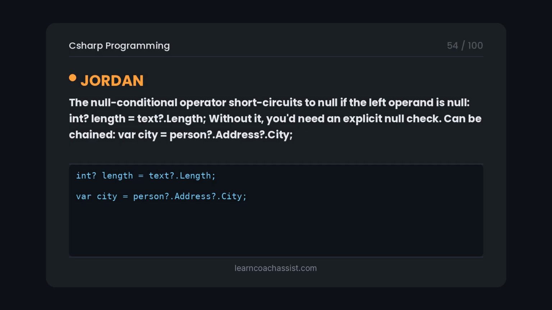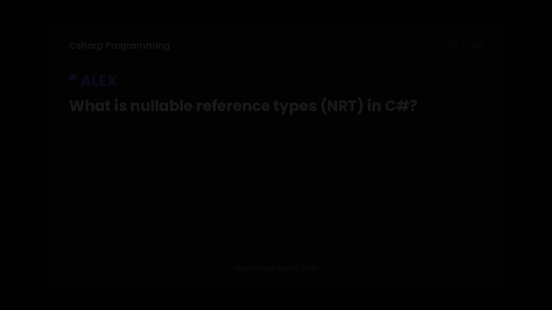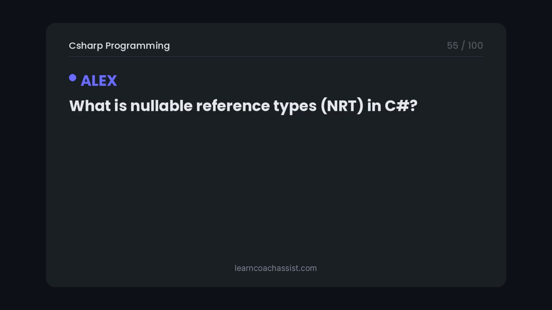What is the null conditional operator, ?., in C#? The null conditional operator short circuits to null if the left operand is null: int? length = text?.Length. Without it, you'd need an explicit null check. Can be chained: var city = person?.Address?.City.